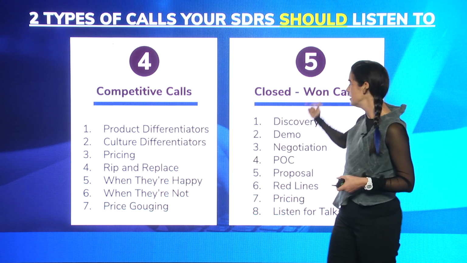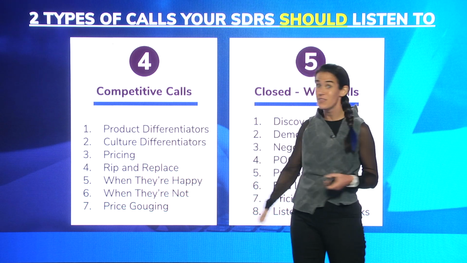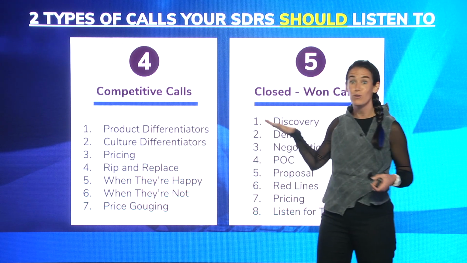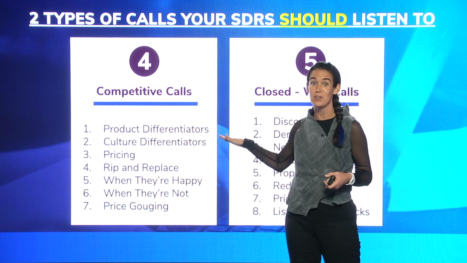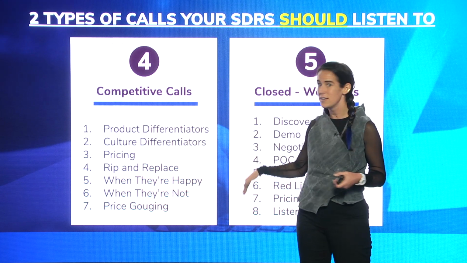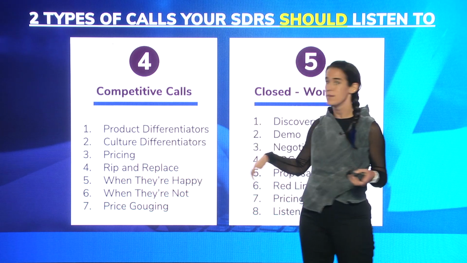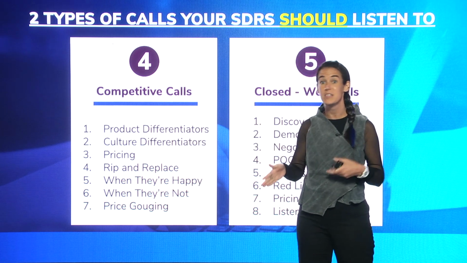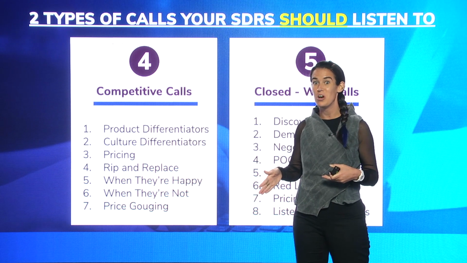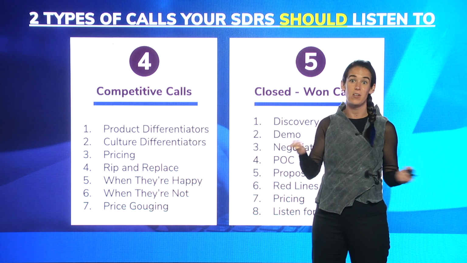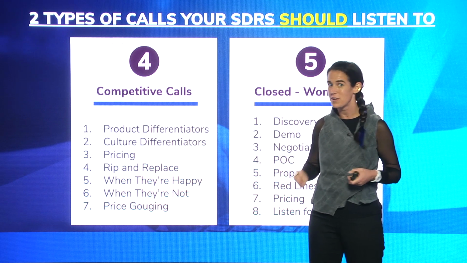So I put a litany of different types of competitive calls that can happen: product differentiators, culture differentiators when they want to know how your teams are different, pricing, how are they different? Rip and replace is a good call to bring up when it comes to competitive calls, when they're using your competitor and they want to know what your differentiators are and how they can rip and replace because of one single item that maybe wasn't being met by the competitor.